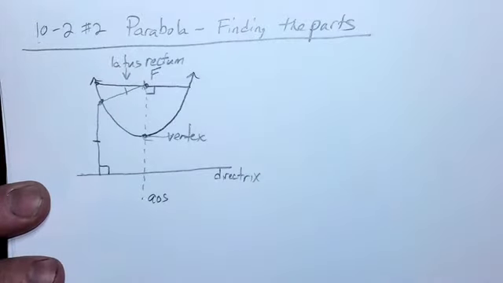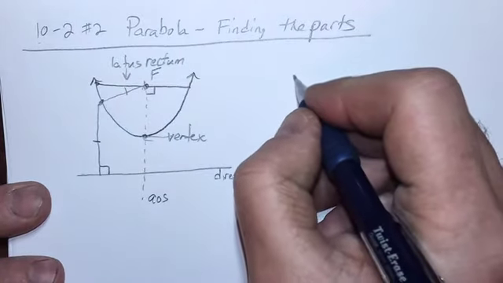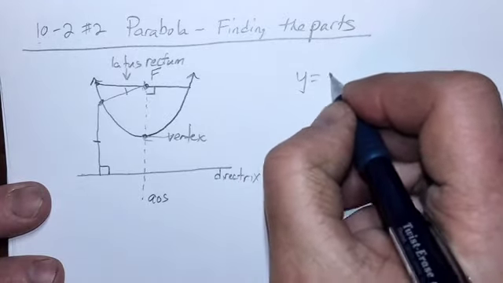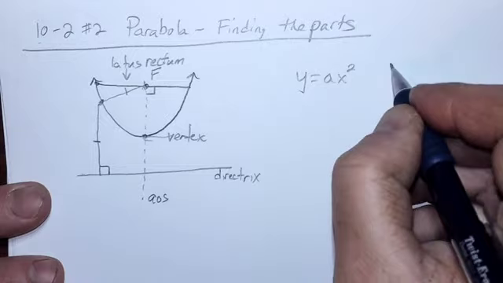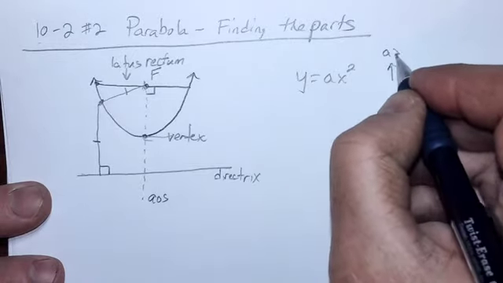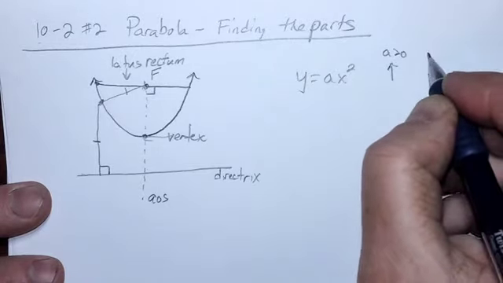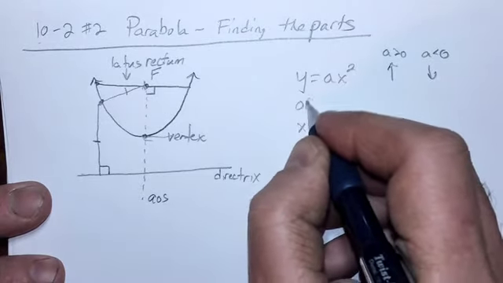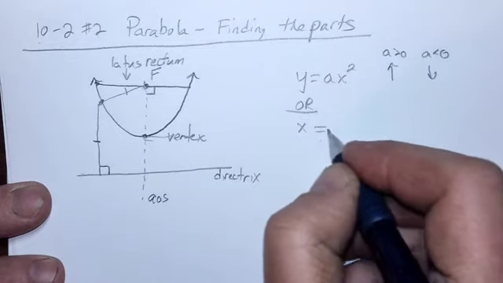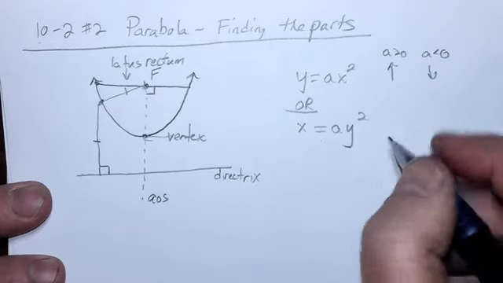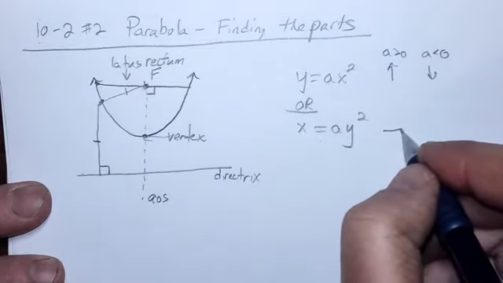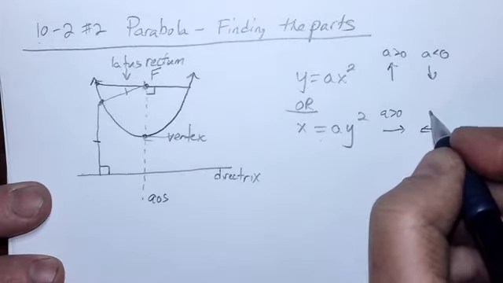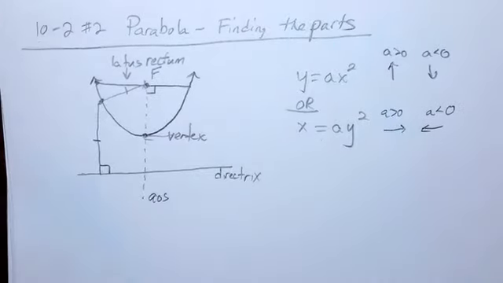Now what we're going to do today is look at how, and then we talked about what the equations look like. If it was y equals ax squared, it opens up if a is greater than 0. It opens down if a is less than 0. Or it could be x equals ay squared, which means it opens to the right if a is greater than 0. It opens to the left if a is less than 0, meaning negative.